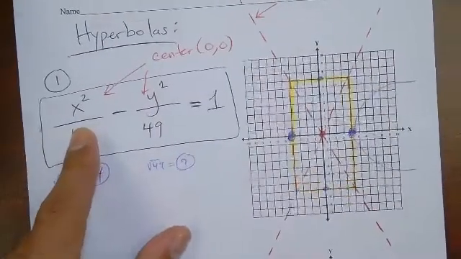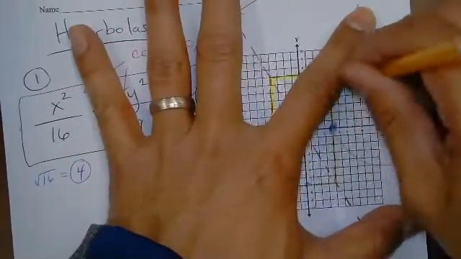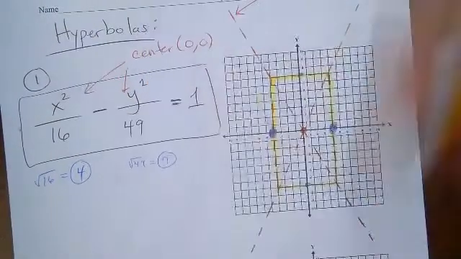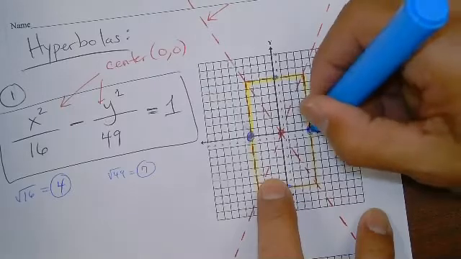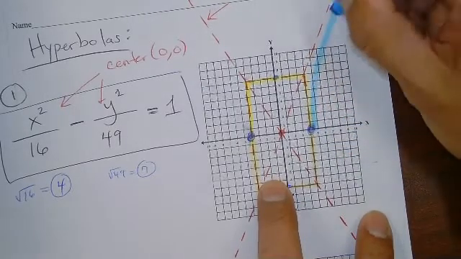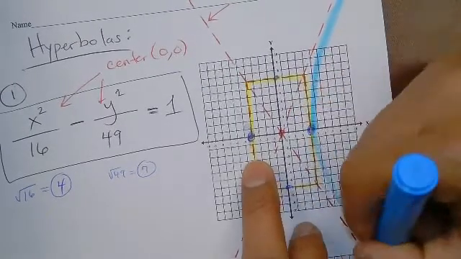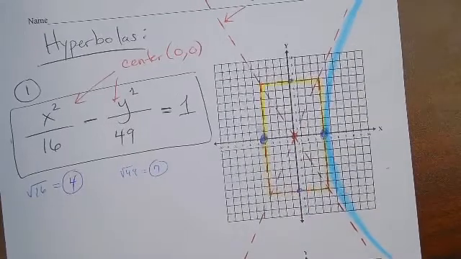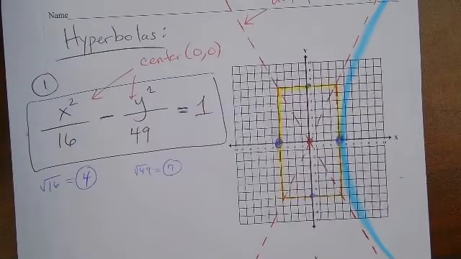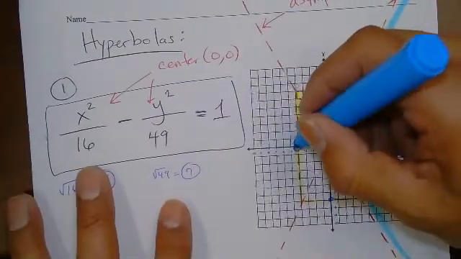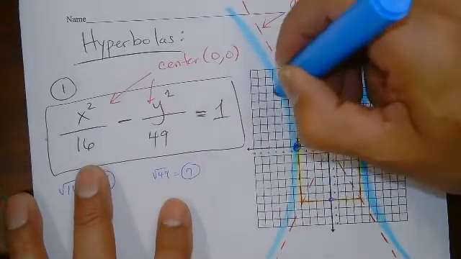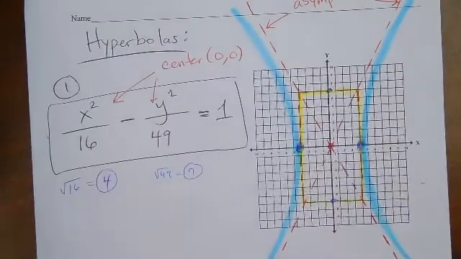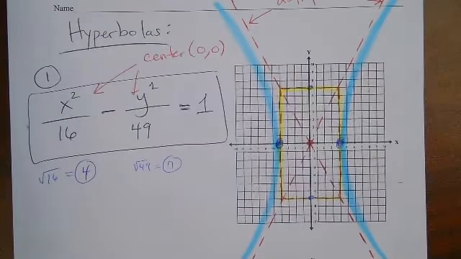So yes, they're going to open left and right. Why again? Because the x is positive. Is the x going to be positive all the time? No. So how should you graph them? They should look like this. Ready? You go right here and you just follow nice and close like that. Follow the asymptotes. That's going to tell you how narrow it is. That's why the asymptotes and this whole rectangle are the guide.